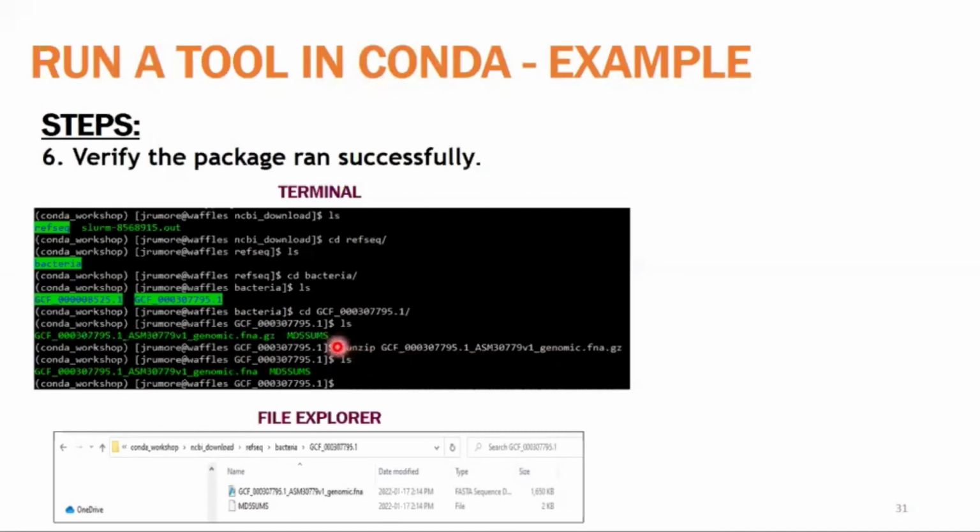So once I do that, I can list the contents of the directory to make sure that the file has been successfully uncompressed, and it has, because it no longer has the .gz extension. And I just want to point out, when you're running commands to uncompress files, especially using waffles, it's very important that you do use the SLURM workload manager, especially for very large files, because it can take up a lot of resources.